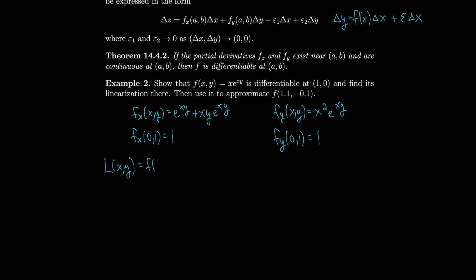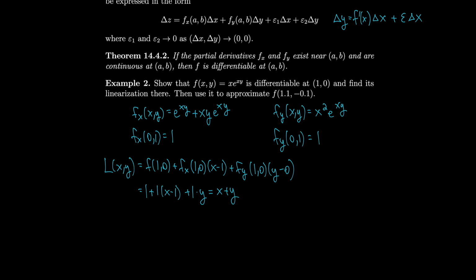Well, that would be f of 1, 0 plus fx of 1, 0 times x minus 1 plus fy of 1, 0 times y minus 0. Okay, so this is just 1 plus 1 times x minus 1 plus 1 times y, and that equals x plus y.